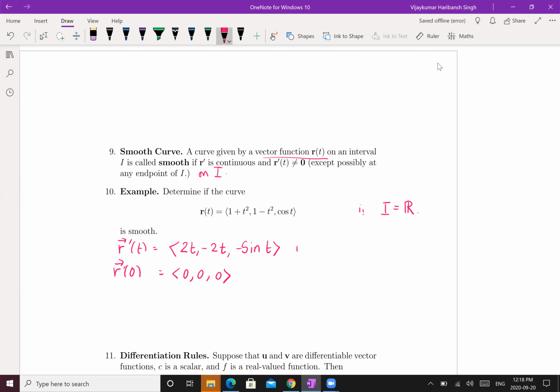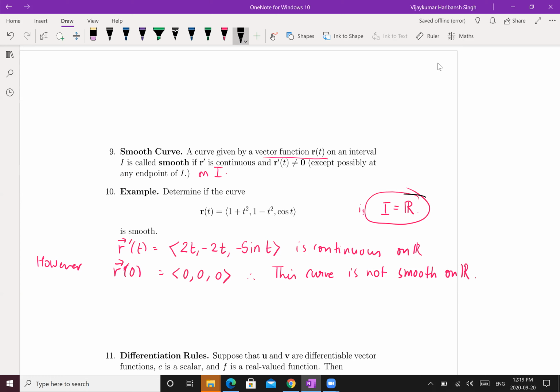So first of all, this is continuous on R, because each component is continuous on R, therefore the whole vector is continuous on R. However, we have r prime of 0 is 0. Therefore, this curve is not smooth on R. However, let's restrict our attention. So this is case 1.